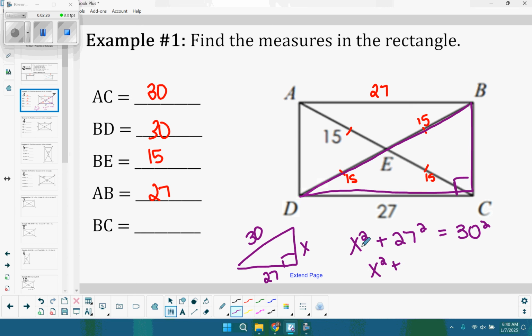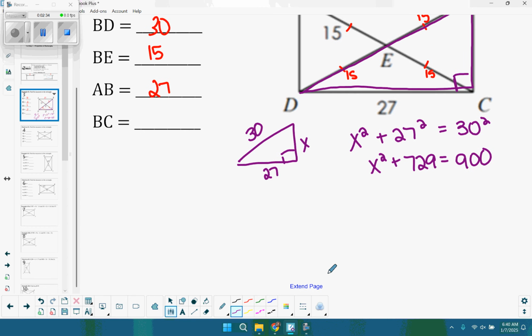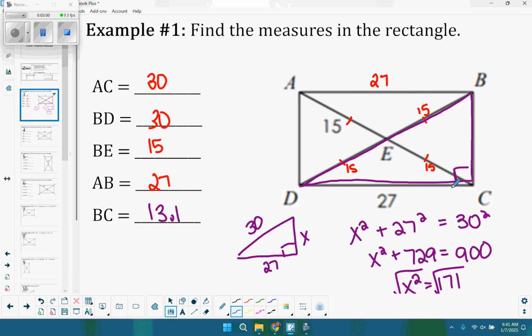So if you remember, we're going to do 27 squared to get 729. We're going to do 30 squared to get 900. We'll subtract 729 from both sides. So I get 171. And now to get x squared to become x, we're going to take the square root of both sides. And I get x is about 13.07669. So we'll say 13.1. So BC is 13.1. Right? I knew that this was a right angle because all the corners of a rectangle are right angles. So I can use this right triangle.